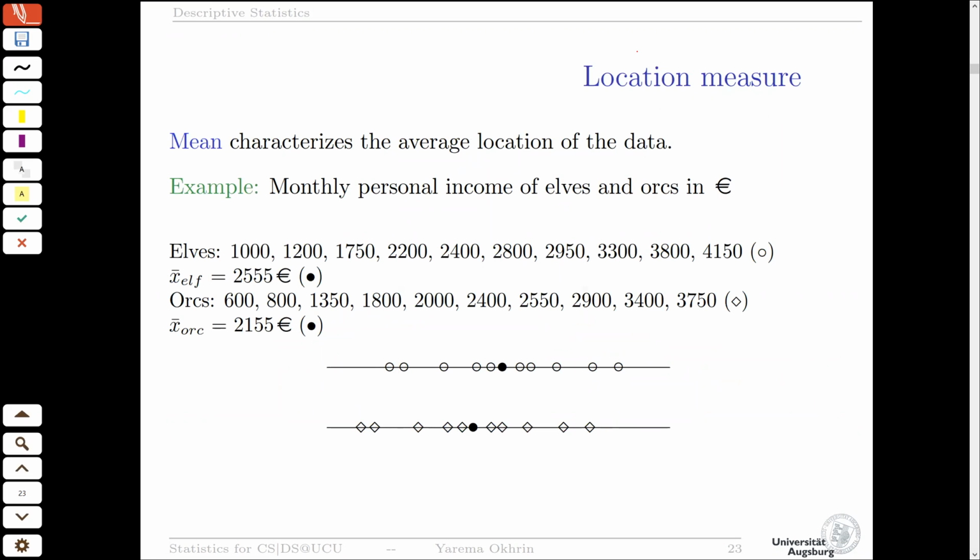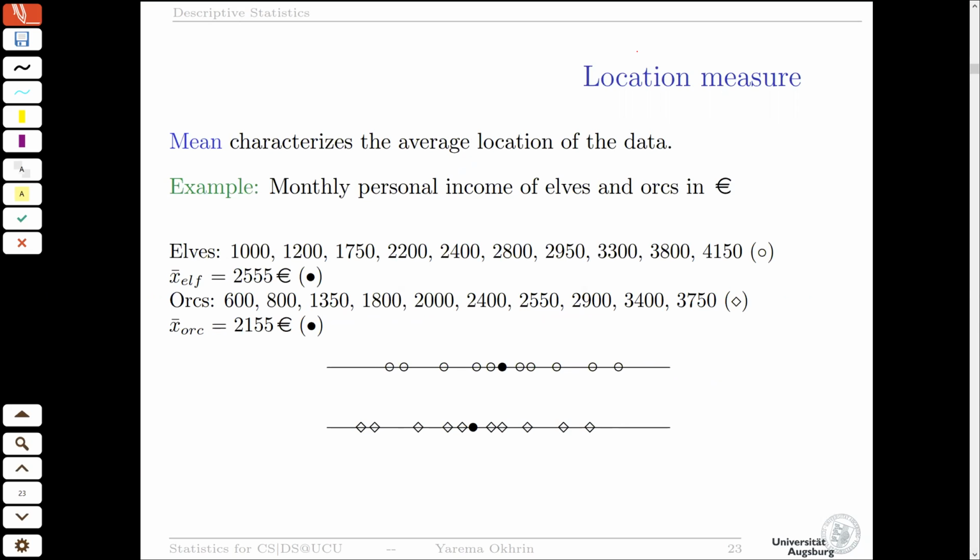Something from the Lord of the Rings. The elves and dwarves have to earn something. So assume that elves earn so much per month. The average income of every elf is 2,555, and the dwarves earn a little bit less because they are afraid of all the possible bad guys, and they earn on average 12155.